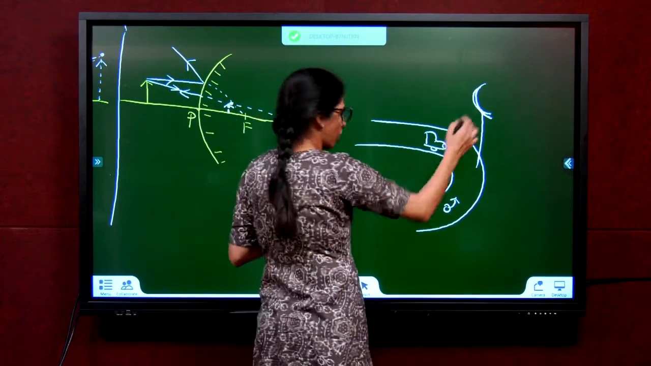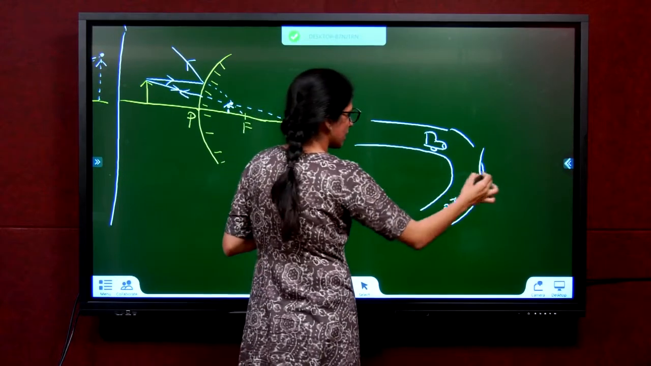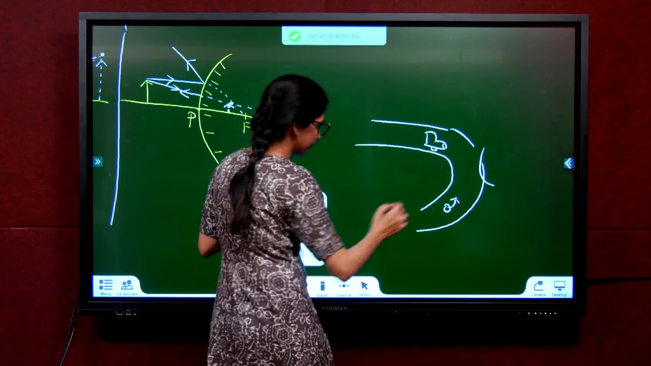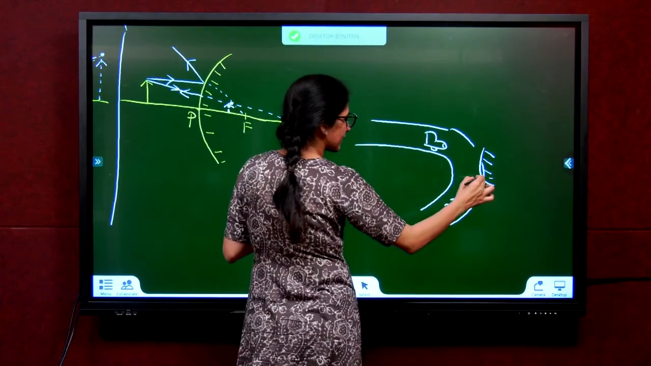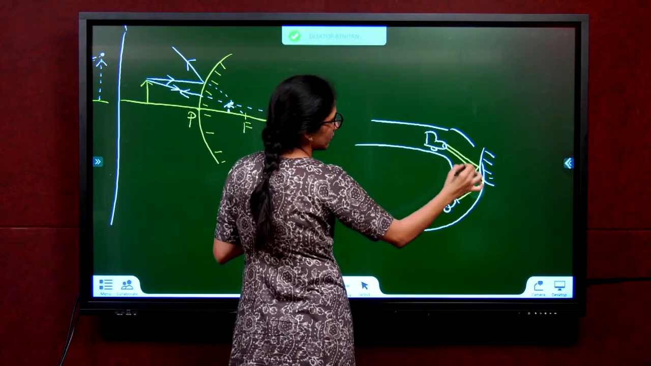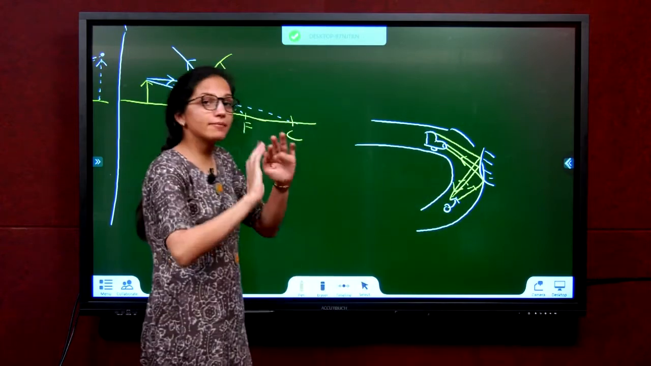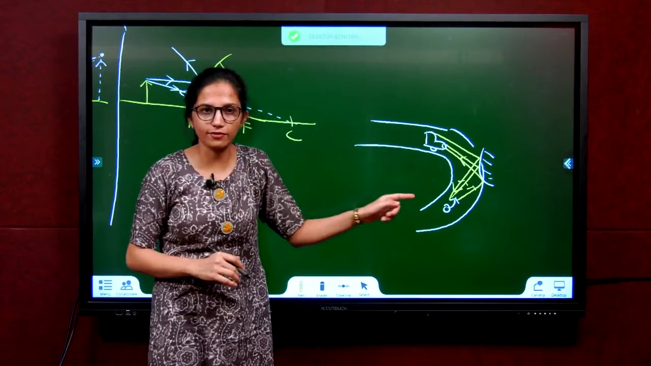But this convex mirror, what will it do? Because it is bulged outwards, see carefully, these light rays can hit here and enter this. It's a diverging mirror. And this light ray can hit and enter this eye. So it becomes easier to view who's coming from the other end. So it is used in blind curves.